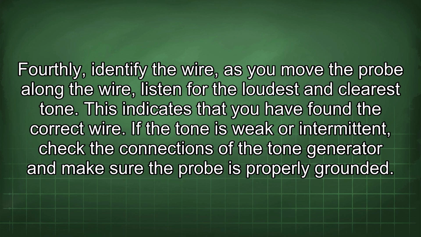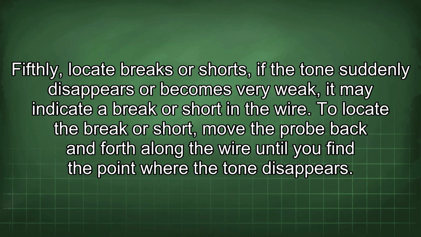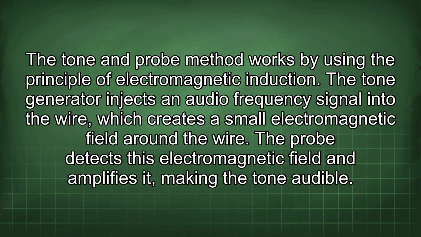If the tone is weak or intermittent, check the connections of the tone generator and make sure the probe is properly grounded. Fifthly, locate breaks or shorts. If the tone suddenly disappears or becomes very weak, it may indicate a break or short in the wire. To locate the break or short, move the probe back and forth along the wire until you find the point where the tone disappears.